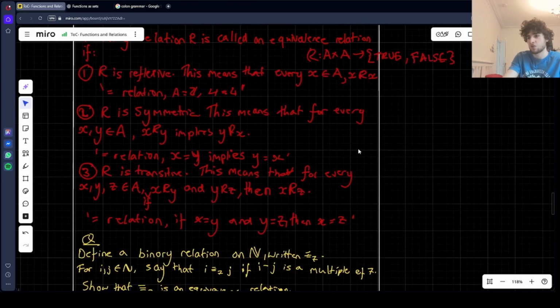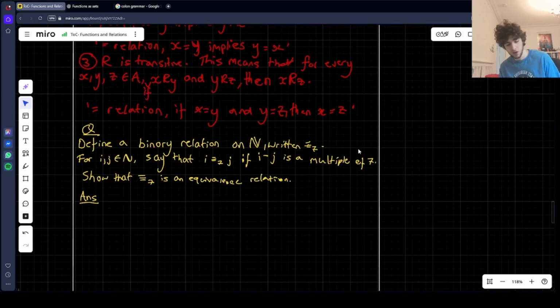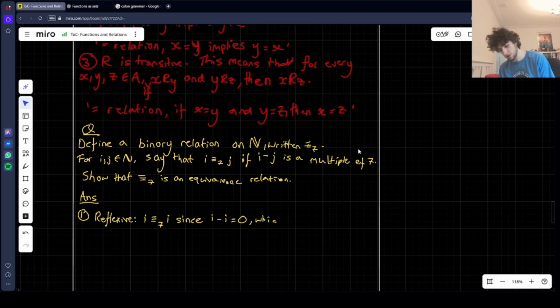But we need to show it satisfies these 3 properties, okay? So first of all, is it reflexive? Is it true that, for all natural numbers i, i is related via the three-parallel-lines relation mod 7 to itself? So is it related to itself via this rule? Well, yes, since obviously i minus i is equal to 0, which is a multiple of 7. So the relation is reflexive, and this obviously holds for all natural numbers, because any natural number minus itself is 0.